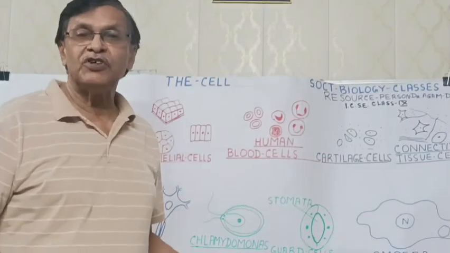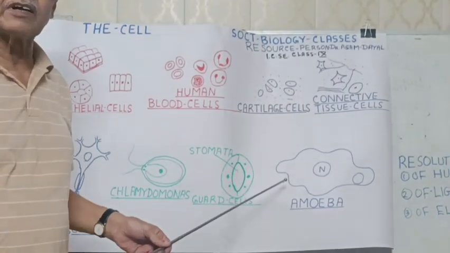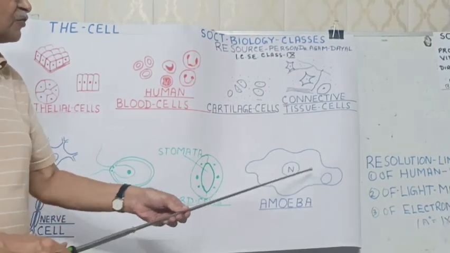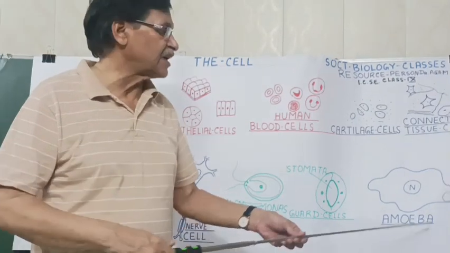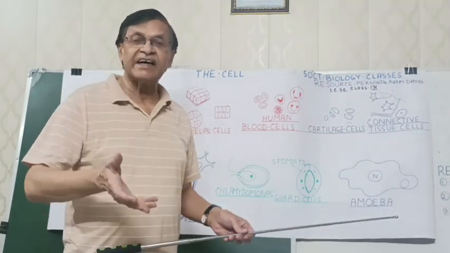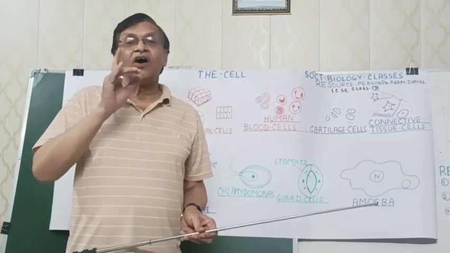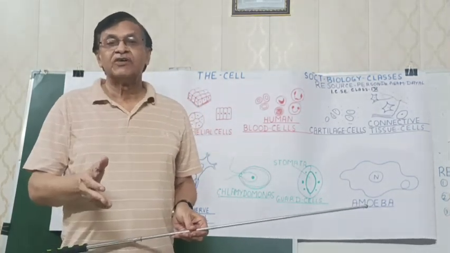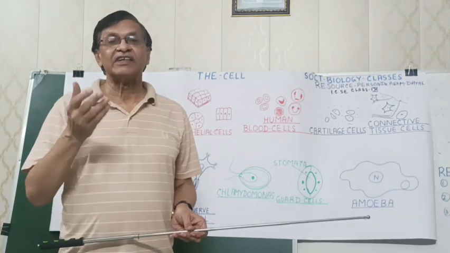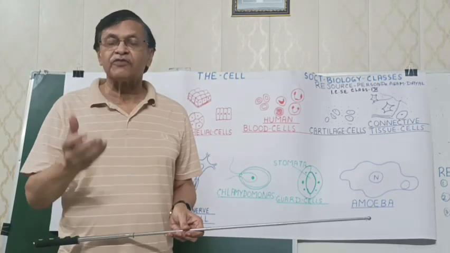Amoeba, a unicellular protozoan, has an irregular shape and can form elongations called pseudopodia in any direction for locomotion. All cells have some basic features, which is called a typical cell or a generalized cell. Let us see what the structure of a generalized cell is.